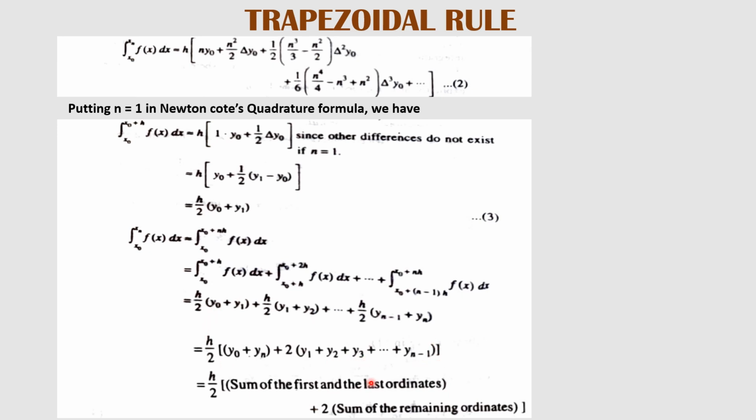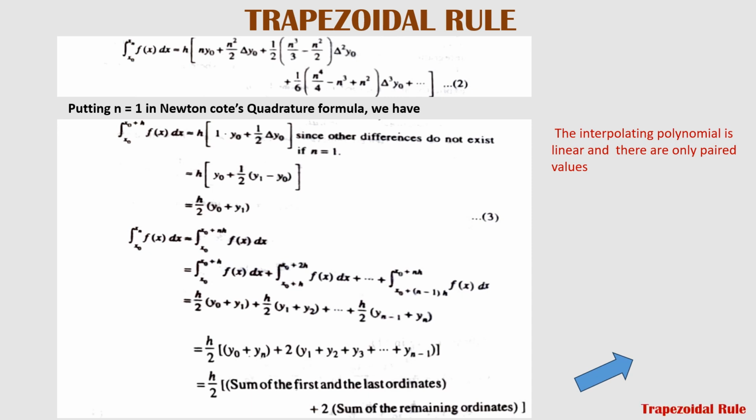So this I can write in words, that is h by 2 into sum of first ordinate. Y naught is taken as the first ordinate and yn is the last ordinate. So I can replace these two terms as sum of the first and the last ordinates plus twice sum of the remaining ordinates. The interpolating polynomial is linear and there are only paired values, and this rule is called trapezoidal rule.